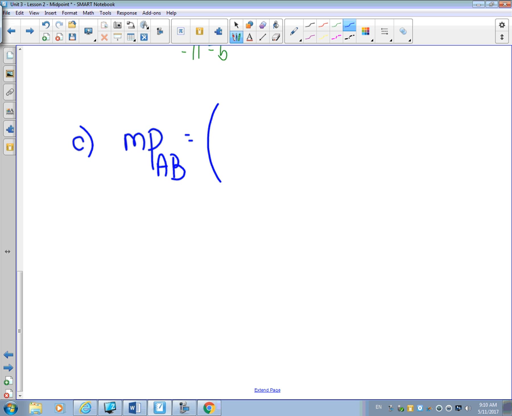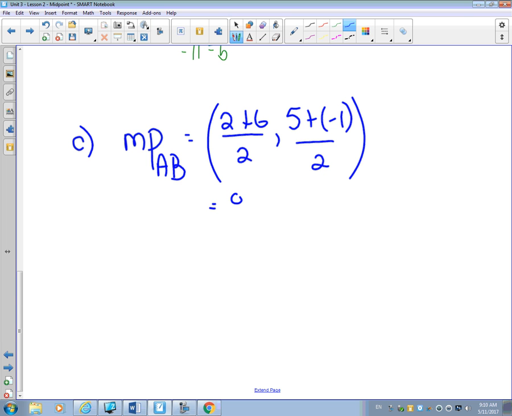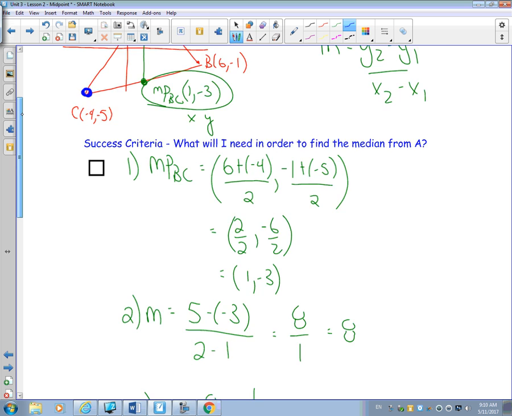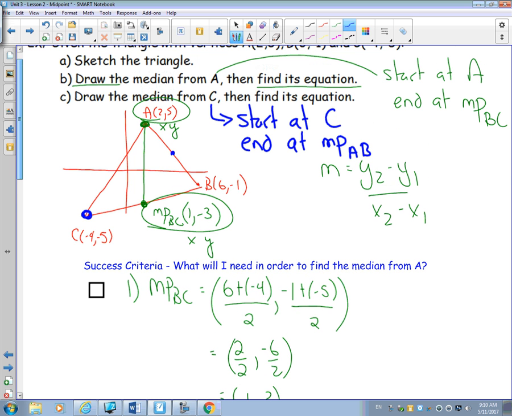Okay. Hopefully you printed those off so you don't have to go up and down, or pause things. So AB. So we have 2 plus 6 for our x's, and 5 plus negative 1 for our y's, which comes out to 8 over 2 and 4 over 2, or in other words, 4, 2. Okay, there's my midpoint. 4, 2. 4, 2 is about over 4 and up to right about there. That's the midpoint of AB. 4, 2. So now I can draw my line and where it goes, right there. I want to find the equation of that line. So I've got a starting point. I've got an ending point. I can find the slope of that line.